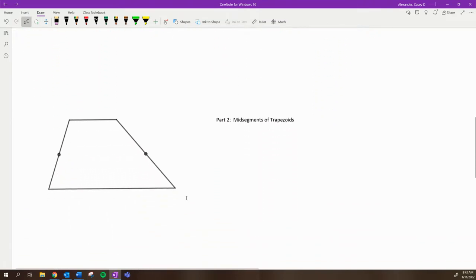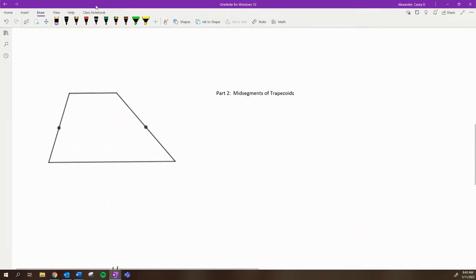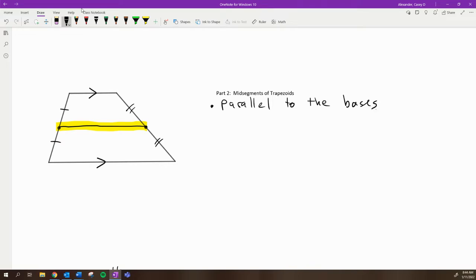So then the other one that I want to look at are the midsegments of trapezoids. This is a trapezoid, and a trapezoid, as you recall, has one set of sides that are parallel to one another. Now, these are midpoints, and so I can mark the diagram thusly, but that means that the line that I just drew there that I'll highlight is also a midsegment. Now, in addition to being midsegments, trapezoids are also parallel to, I'll just say the bases, because that's what we call these parallel sides. So that is parallel to the bases.